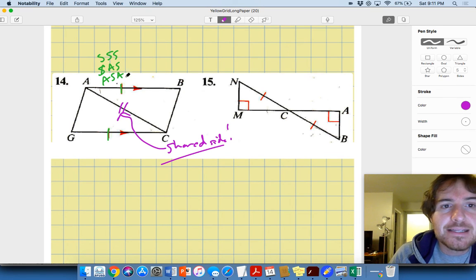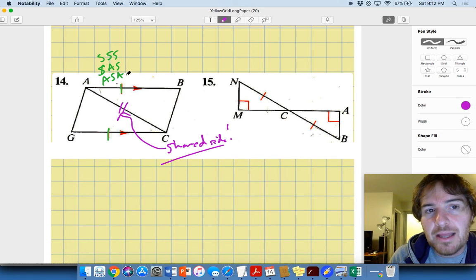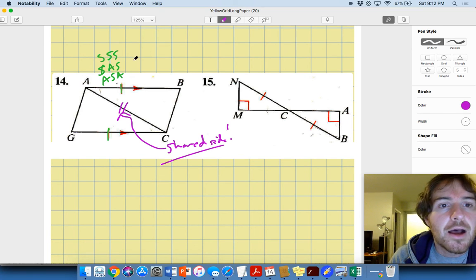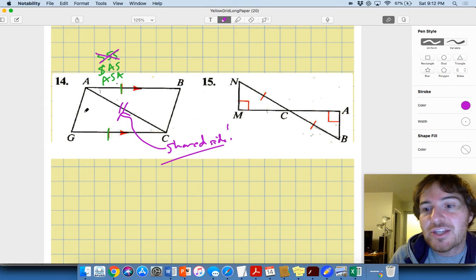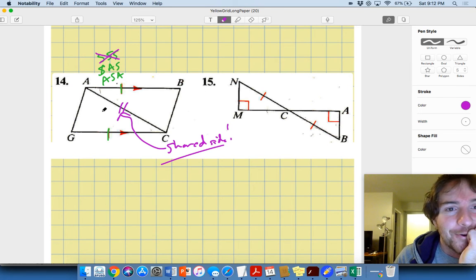All right, so that means SSS and SAS are kind of still in play. ASA is definitely in play here because I have the sides. But I've got parallel lines right here and parallel lines right here, so my guess is that this is going to be SAS or ASA. I don't know which one yet. But it's not going to be SSS, actually, because we don't know anything about BC and AG yet, until we get the triangles congruent.